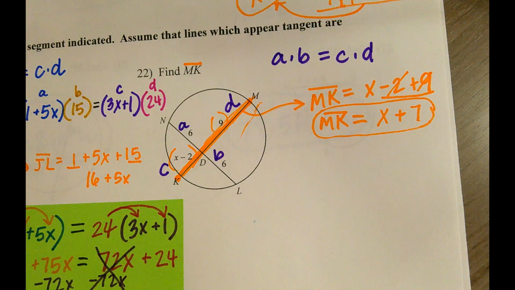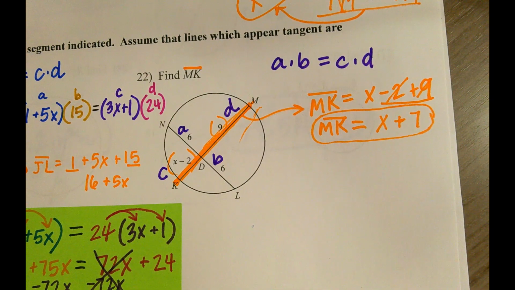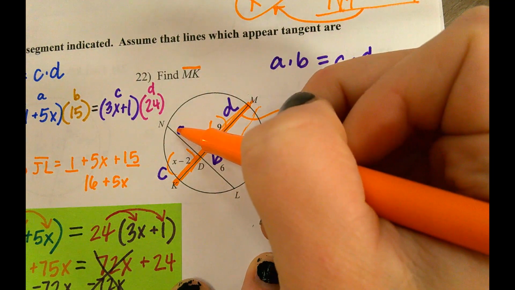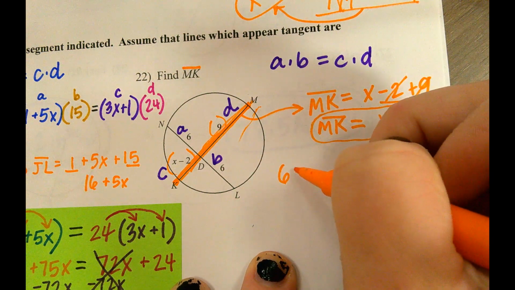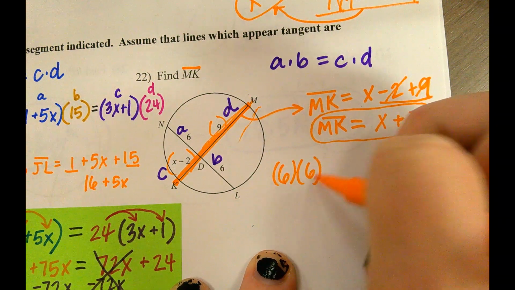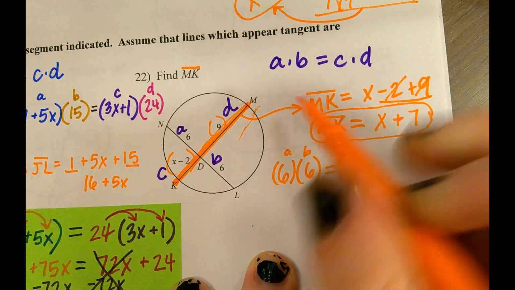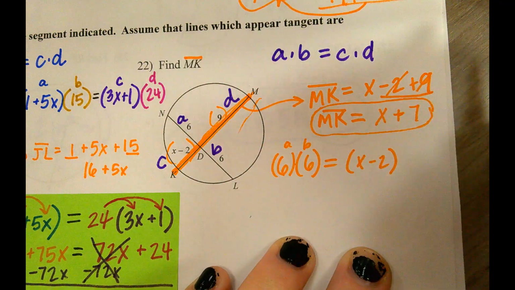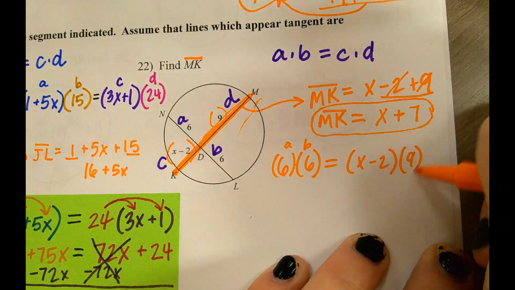So I have my A, B, C, D labeled. I know what the value for MK is. How can I find the x that I need? What equation will I write? A times B, C times D, which would be 6 times 6, equals x minus 2 times 9. Perfect. So A times B is 6 times 6, equals C, we said is x minus 2, times D, we said is 9.